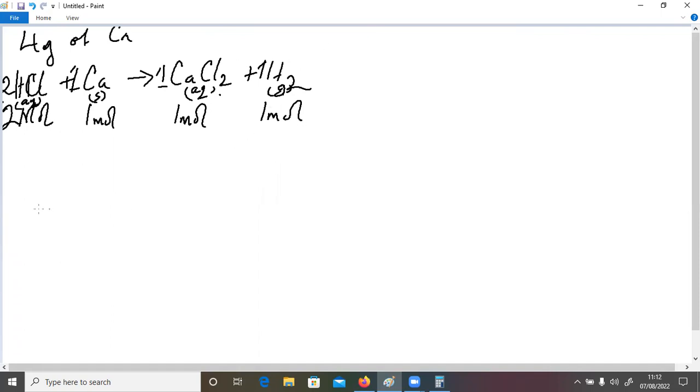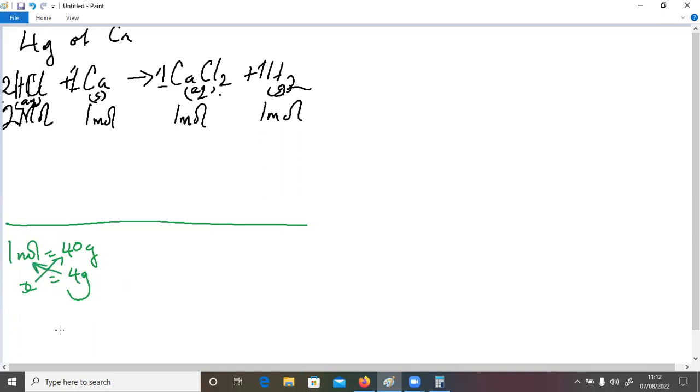Let's use this down here, okay. So 1 mole of calcium is equal to 40 grams. So if I have 4 grams, note I'm always putting the right terms together.